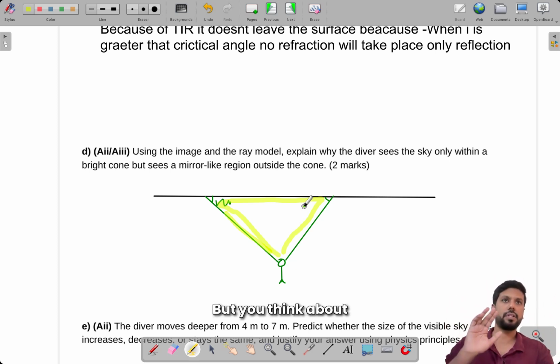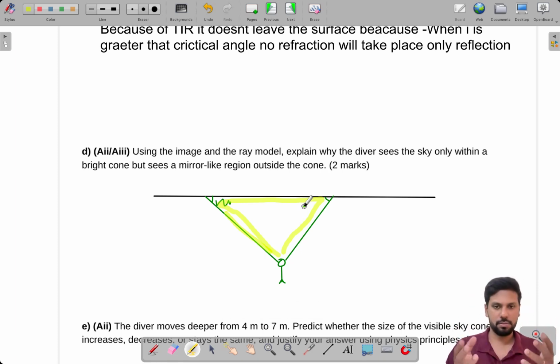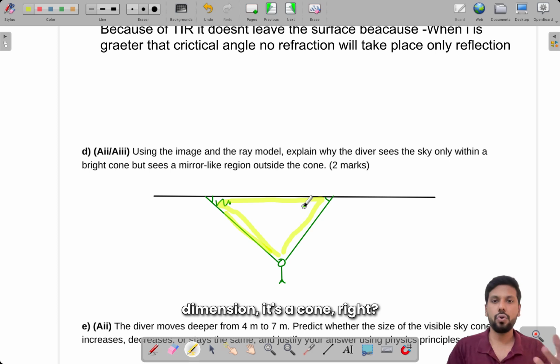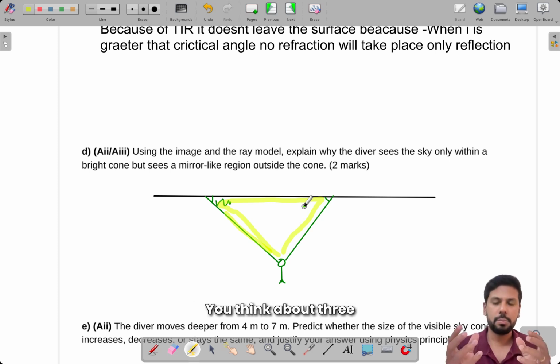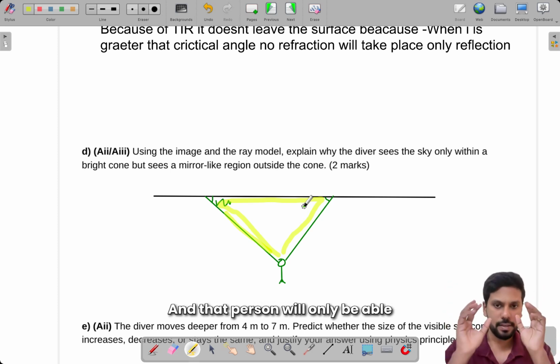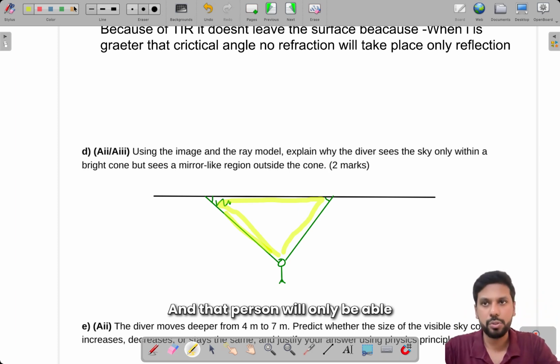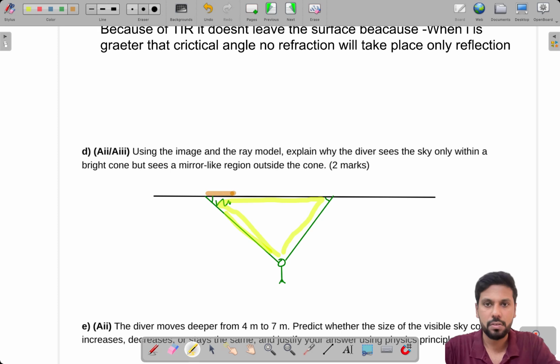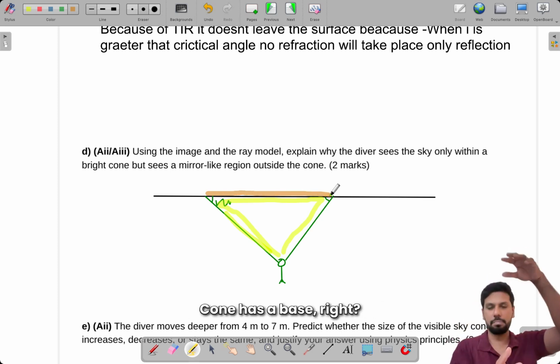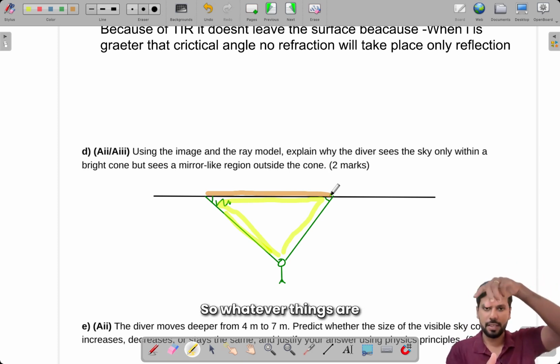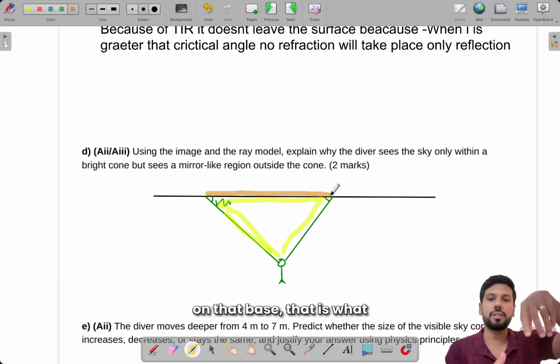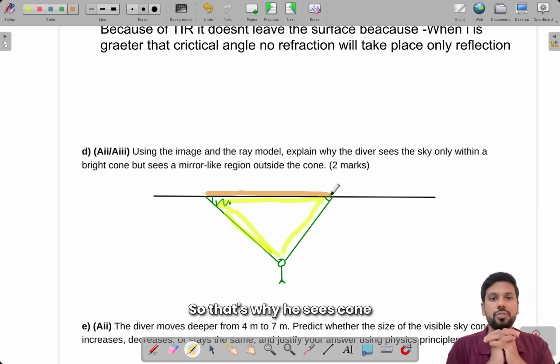But you think about 3-dimension, it's a cone, right? And that person will only be able to see things which are on the circle of the cone. The cone has a base, right? Whatever things are on that base, that is what the person will be able to see. So that's why he sees a cone.